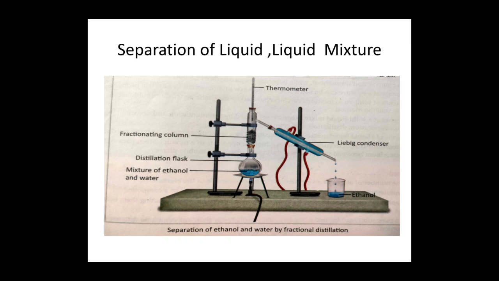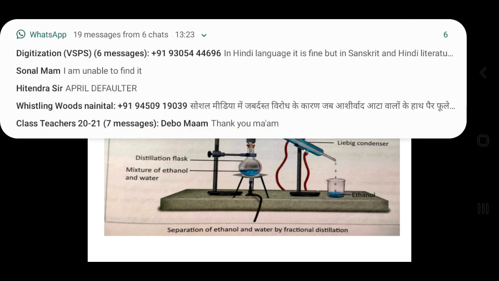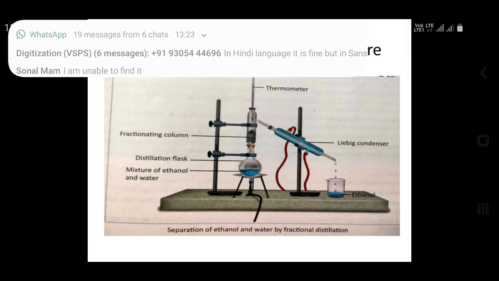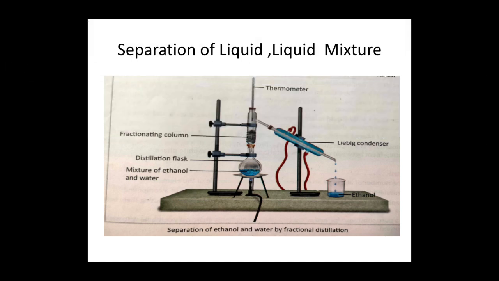Now in the diagram you can check, I have taken a mixture of ethyl alcohol and water. The boiling point of ethyl alcohol is 78.26 degrees, and the boiling point of water is 100 degrees. So when you heat the mixture, at first ethyl alcohol will change into vapor, then be cooled by the condenser and collected as a distillate, and water will be left behind.